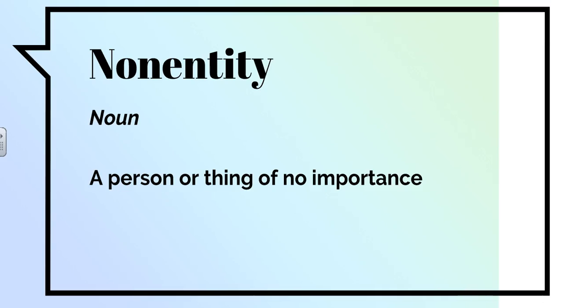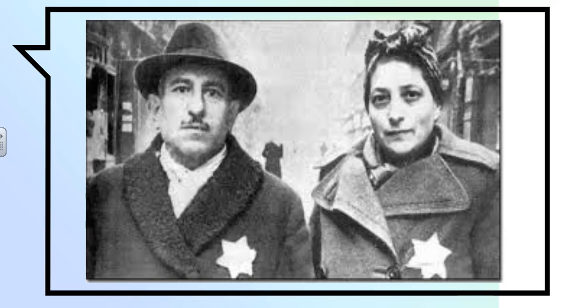The next word is nonentity. Nonentity is a noun, and it means a person or thing of no importance. During the 1940s and 30s in Nazi Germany, Jews were thought to be non-entities. They were people of little or no importance, and Hitler thought to exterminate them from the planet entirely. They were non-entities.